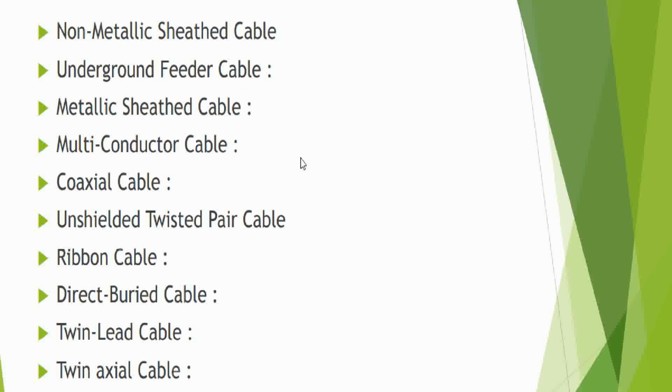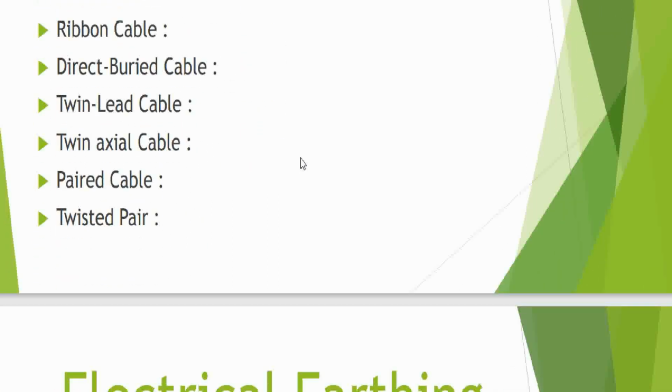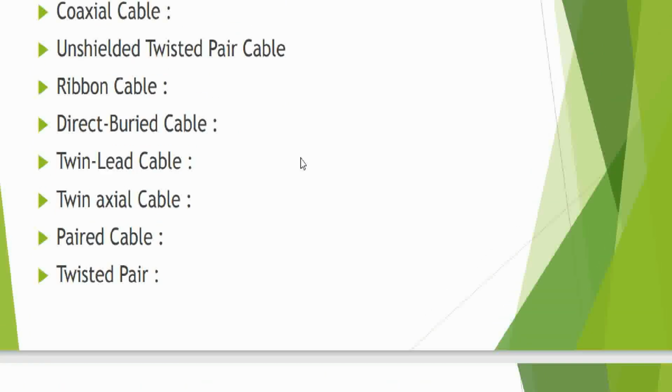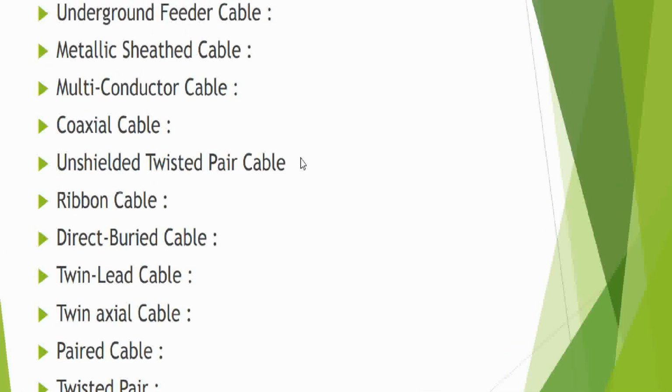In the cable we are having an n number of types. We are having non-metallic, underground feeder, metallic sheathed, like coaxial cable, ribbon cable, direct buried cable, twin lead, and up to twisted pair. So let us know the basics about your cable, which includes the basics of your wire also, because a cable is a combination of your wires. A cable essentially consists of one or more conductors covered with a suitable insulation and surrounded by a protecting cover.